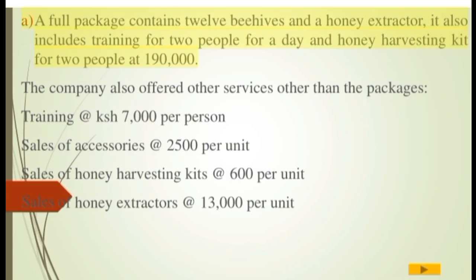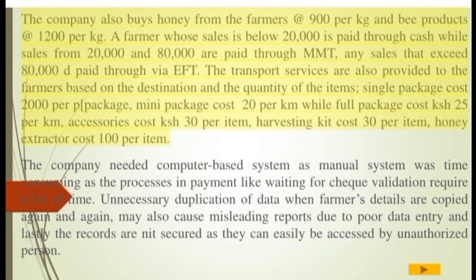A full package contains 12 beehives and a honey extractor. It also includes training for 2 people for a day and honey harvesting kit for 2 people at 190,000. The company also offered other services other than the packages. Training at KSH7,000 per person. Sales of accessories at 2,500 per unit. Sales of honey harvesting kits at 600 per unit. Sales of honey extractors at 13,000 per unit. The company also buys honey from the farmers at 900 per kilogram and bee products at 1,200 per kilogram.